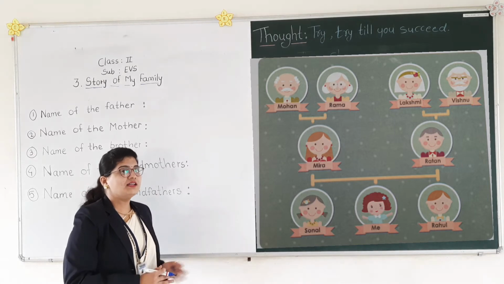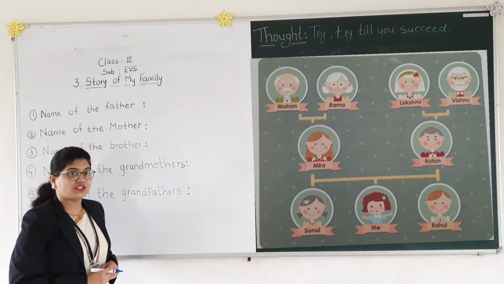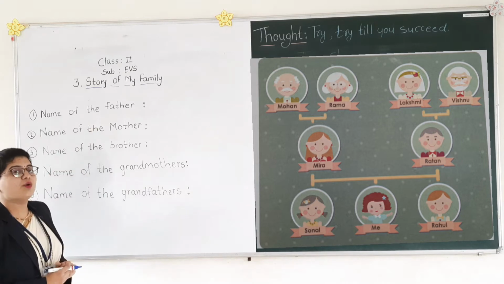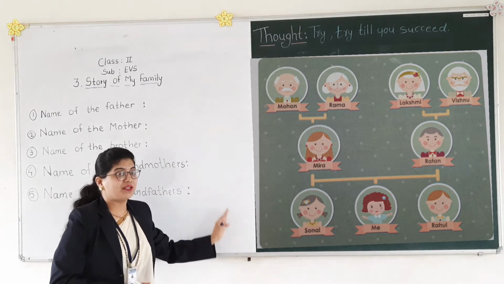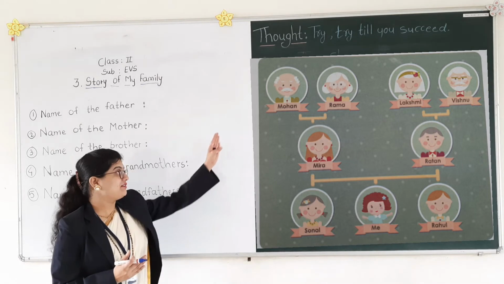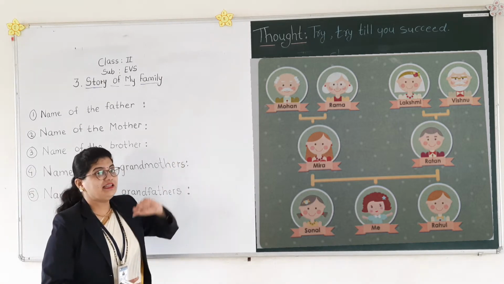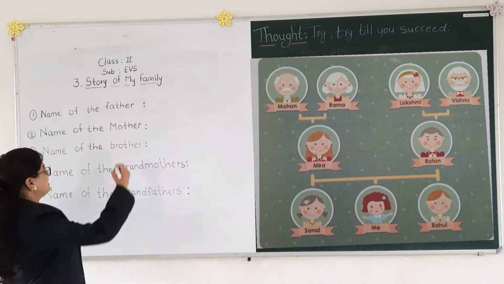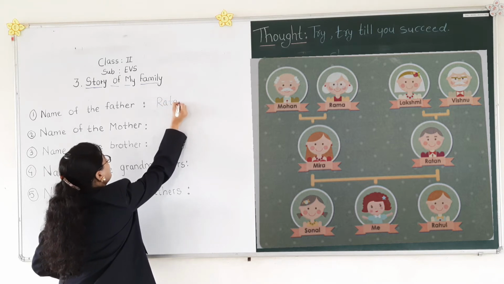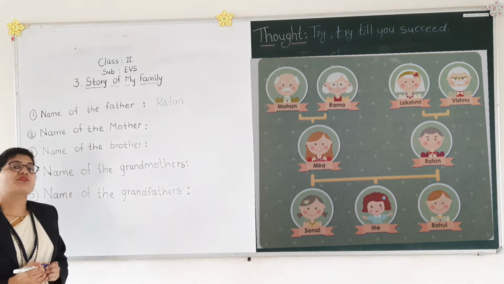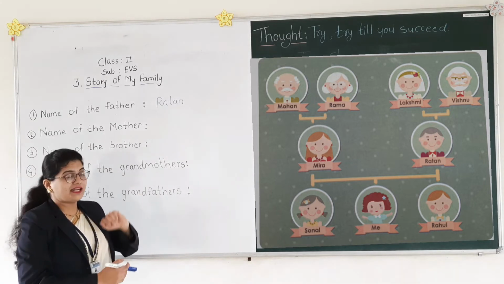In the last level there are children. Now see here, the first question is the name of the father. Can you tell me what is the name of the father in this picture? In which level are you seeing the father? Yes, very good. You can see the father in the second level, and the name of the father is Ratan. Very good. Now, you can see here, next is the name of the mother. Look at the picture carefully.